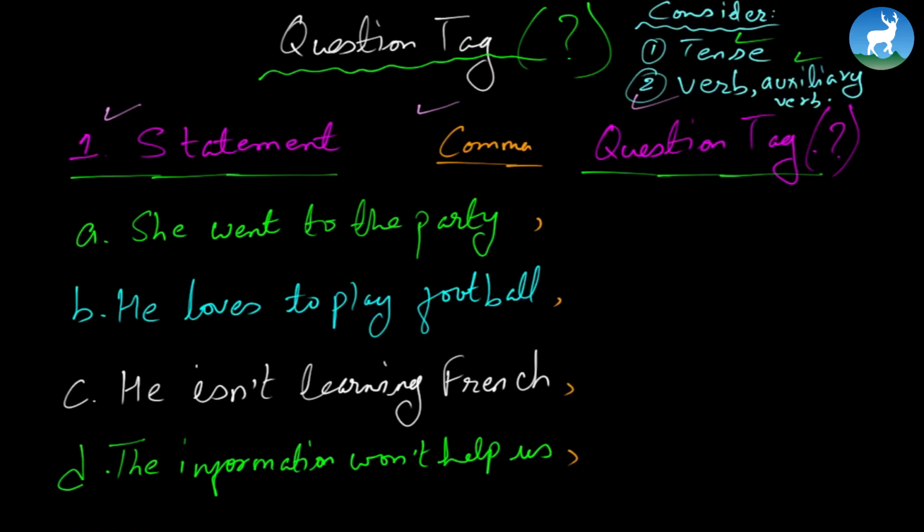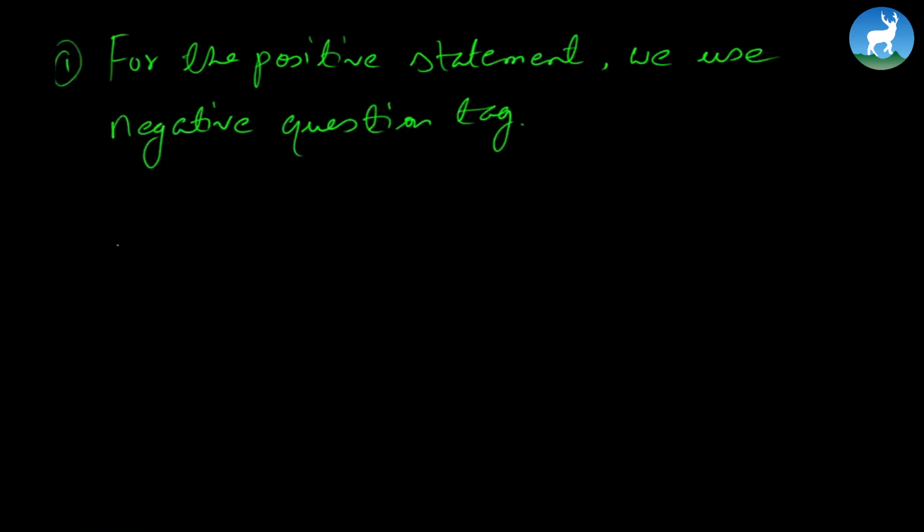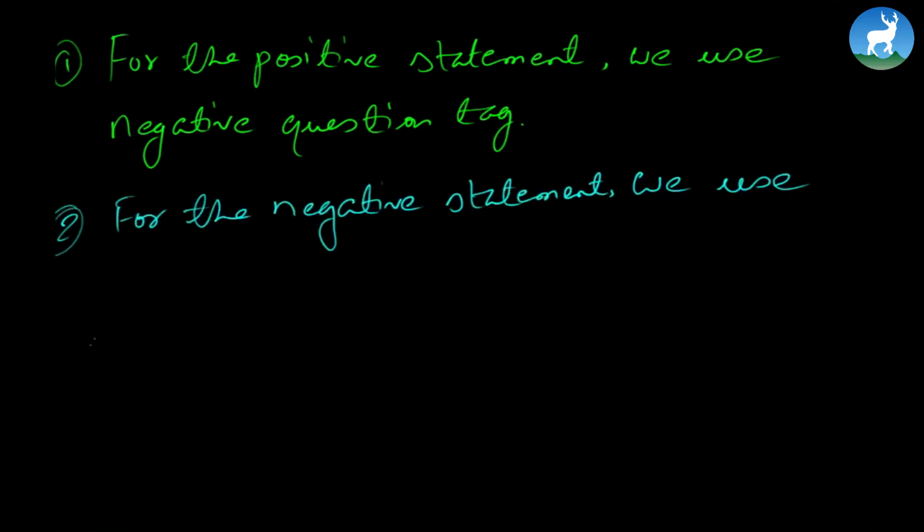Like for instance, in number A, she went to the party. It is simple past. And we also have to figure out whether it's a positive statement or a negative statement. In this case, she went to the party is a positive statement, and the first rule is that whenever the statement is positive, we'll have a negative question tag. Let me put this the other way. For the positive statement, we use negative question tag. That is the first rule. And the second rule says for the negative statement, we use positive question tag.